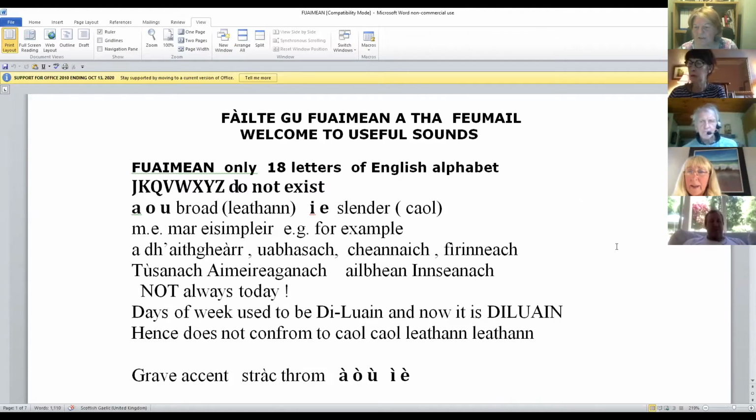Fiona, can you try it on your own? Mar eisimpleir. That's it. Mark? Mar eisimpleir. John? Mar eisimpleir. Jeanette? Pauline? Mar eisimpleir.